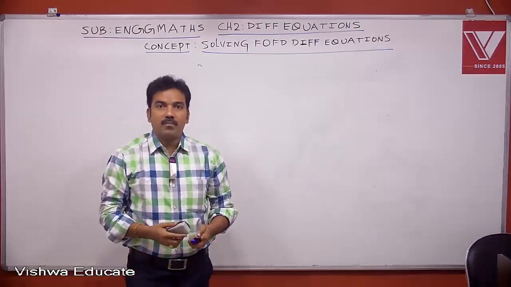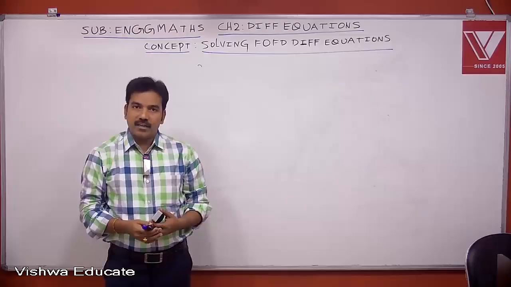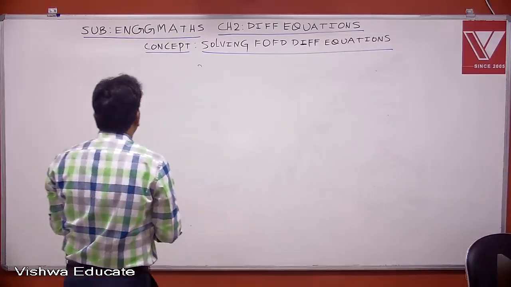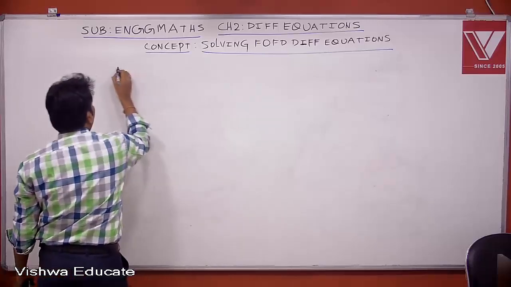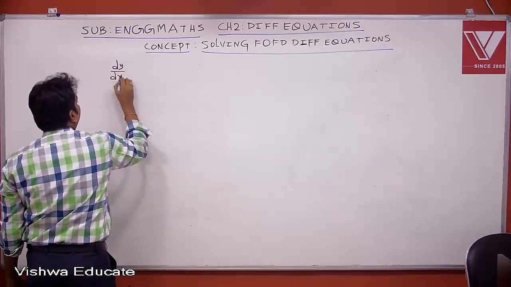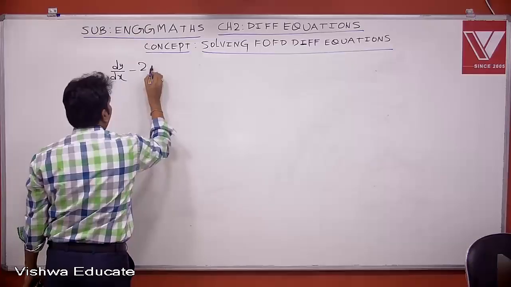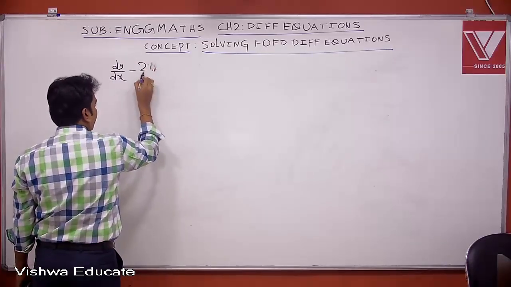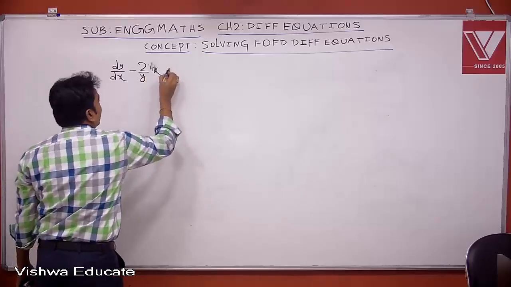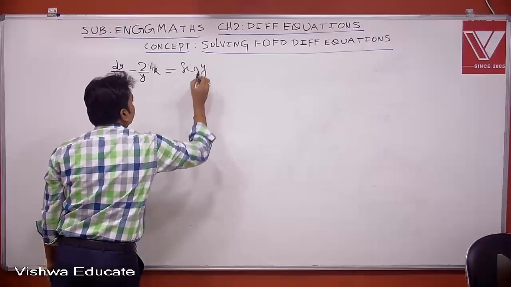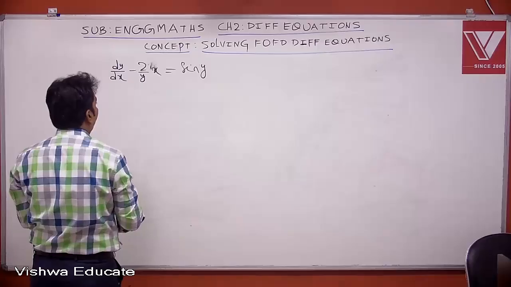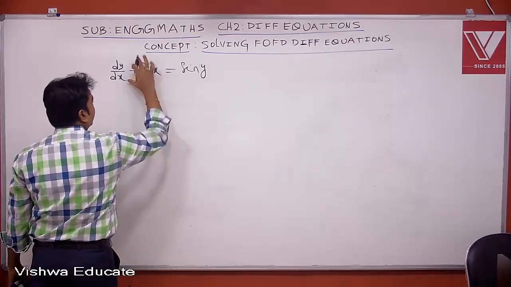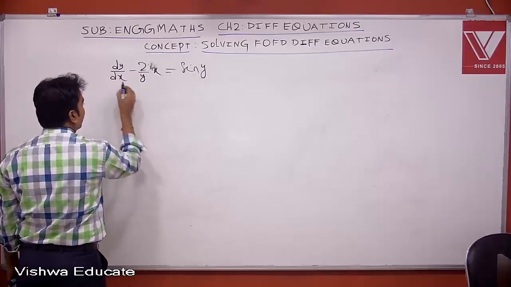Now we discuss an example to apply integrating factor in case of method 4. Let us see what it is. Suppose the differential equation is dy by dx minus 2y by x equal to, for example, sin y. Now this is not in the form M dx plus N dy equal to 0. Therefore, let us try to convert this equation in the form M dx plus N dy equal to 0.